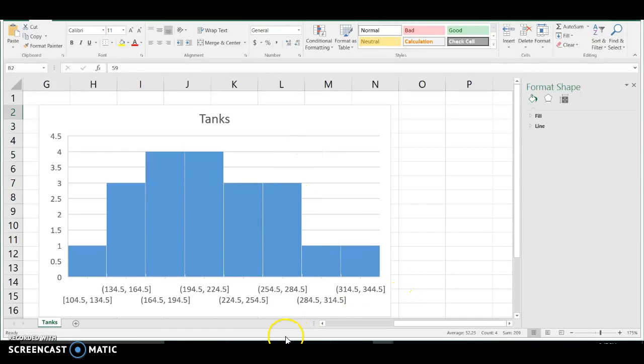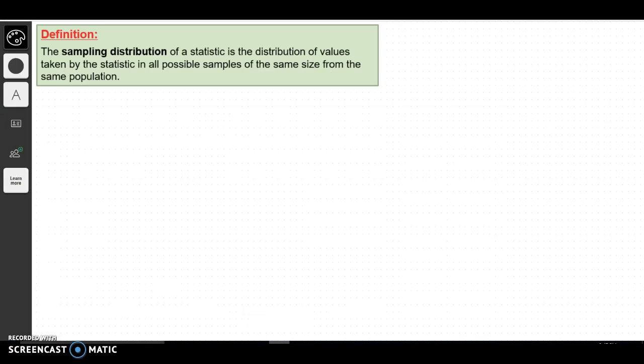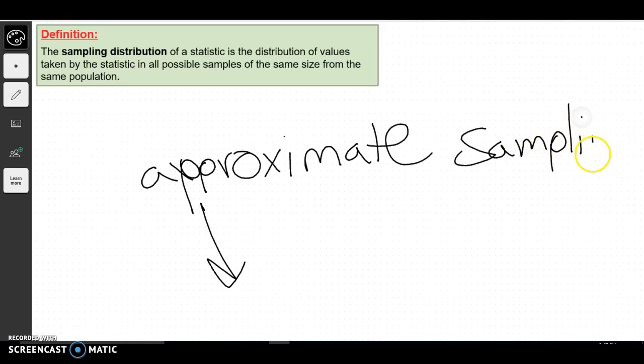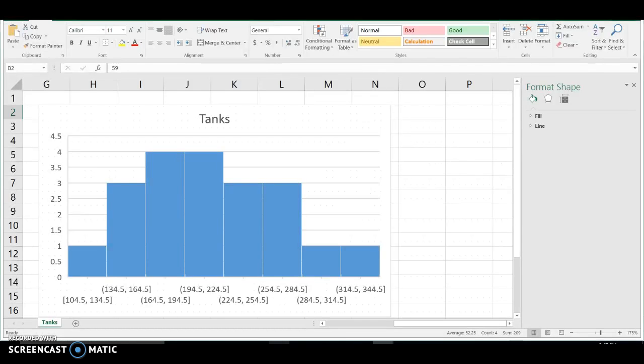So there are very few times that you have all of the possible combinations, but a lot of times we have an approximate sampling distribution. The other one on the other page was an approximate one, because we didn't have all the combinations. If we had all, then it would be a sampling distribution. Since we didn't, it's just approximate, but it's a pretty decent approximation.